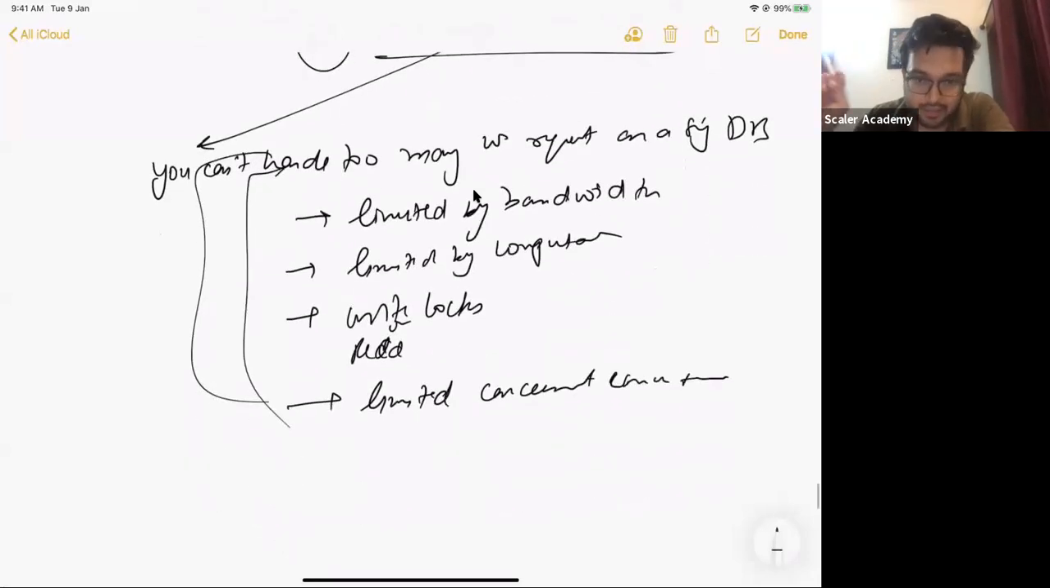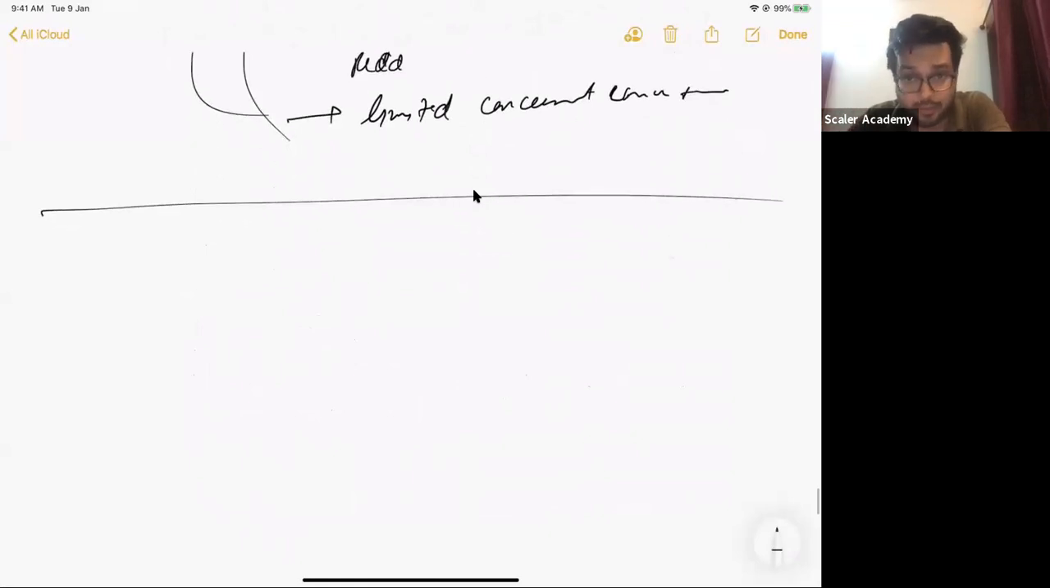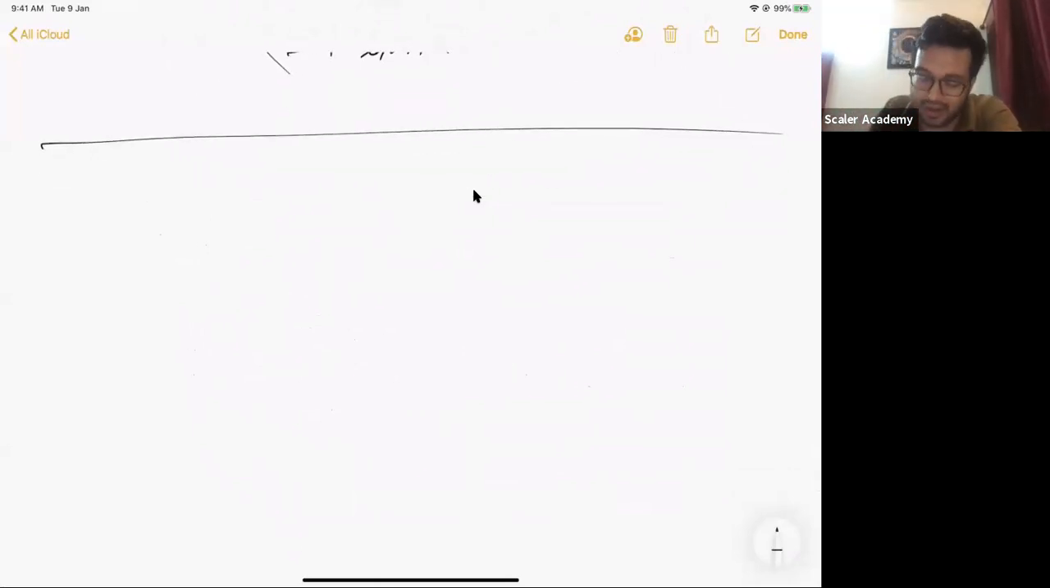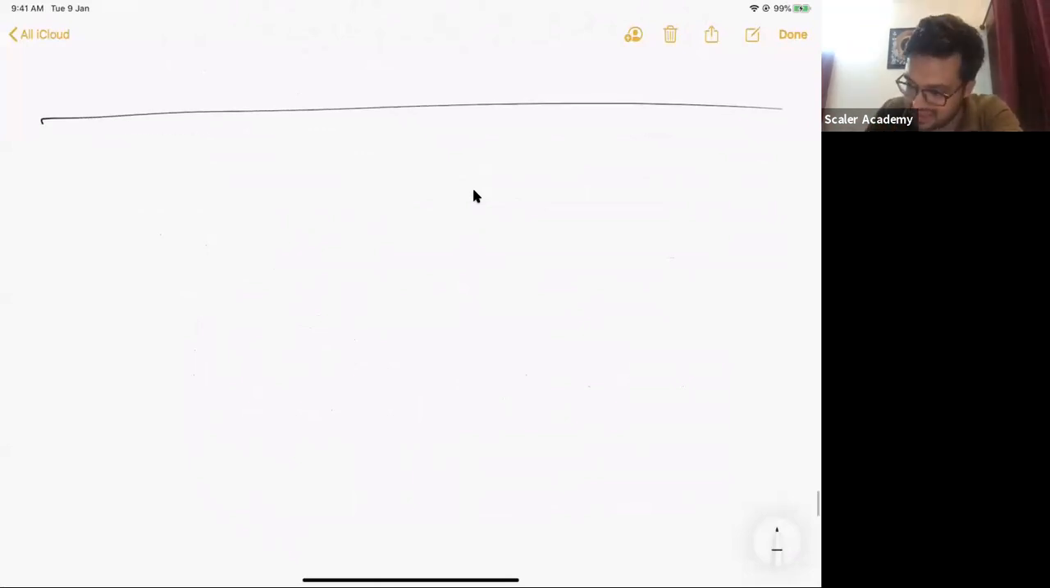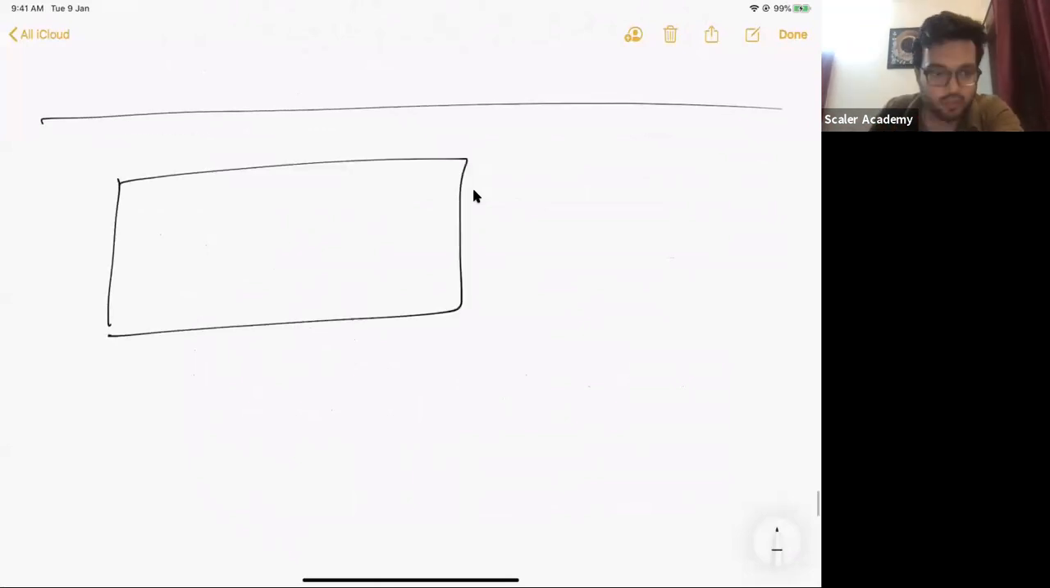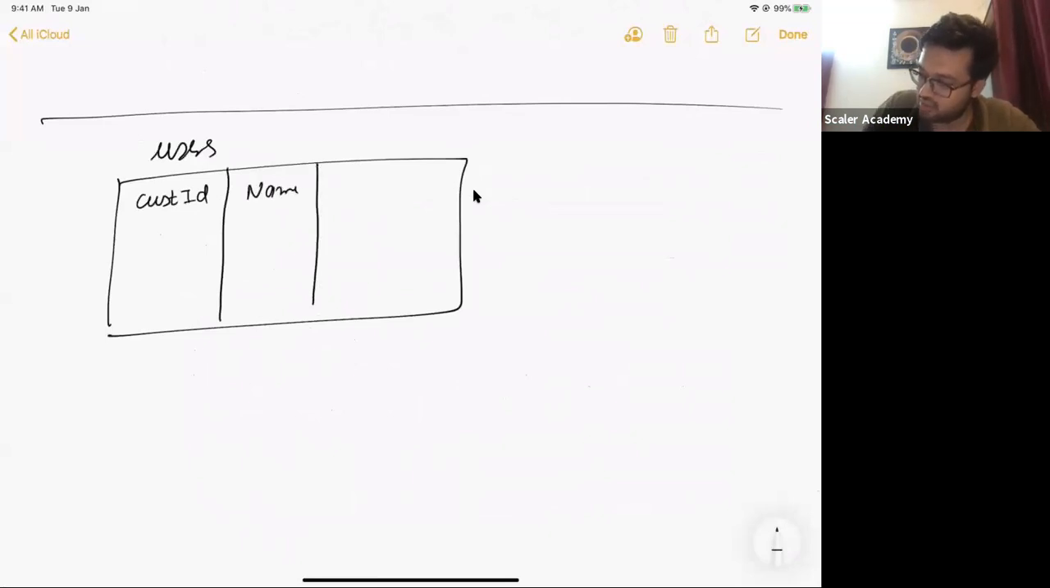Now, let me explain sharding today very, very properly, because after today's class, I would assume that sharding as a concept is known to everybody very well. So even at the risk of repeating myself, let me say it once again. Let's assume you had a single DB, or the DB has a table called users. The users had these fields: customer ID, the name of that user, or let's say the favorite color of that user.